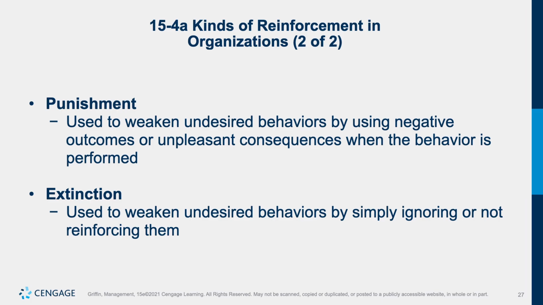Further on kinds of reinforcement found in organizations. Punishment weakens undesired behavior by providing an unpleasant consequence after a person exhibits the unwanted behavior. Now, reprimands and disciplinary measures such as demotion or layoff are examples of punishment. Now, extinction is used to weaken a behavior by not providing reinforcement of any kind when the behavior is exhibited. A manager who ignores frivolous emails from their subordinates in order to encourage them to quit sending the messages is basically using extinction.